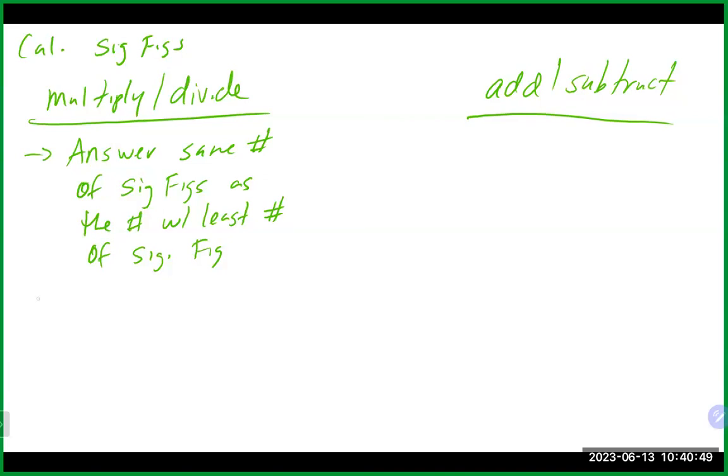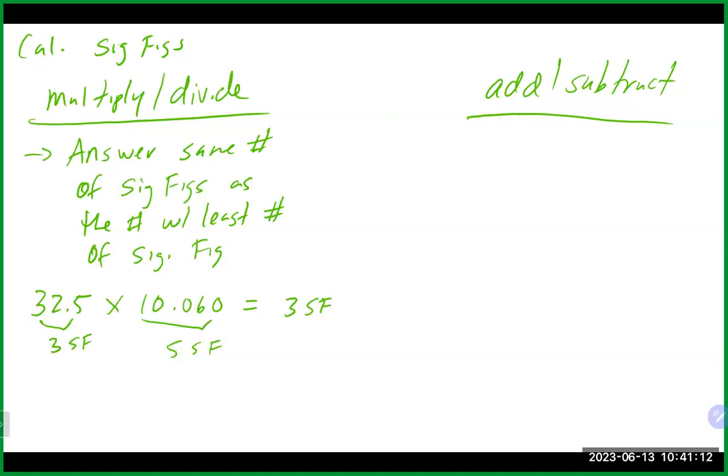So if I did 32.5 times 10.060, the answer should have how many significant figures here? It should have 3. That has 3 sig figs. This guy has 5 sig figs. Our answer should end up with 3 sig figs, right?